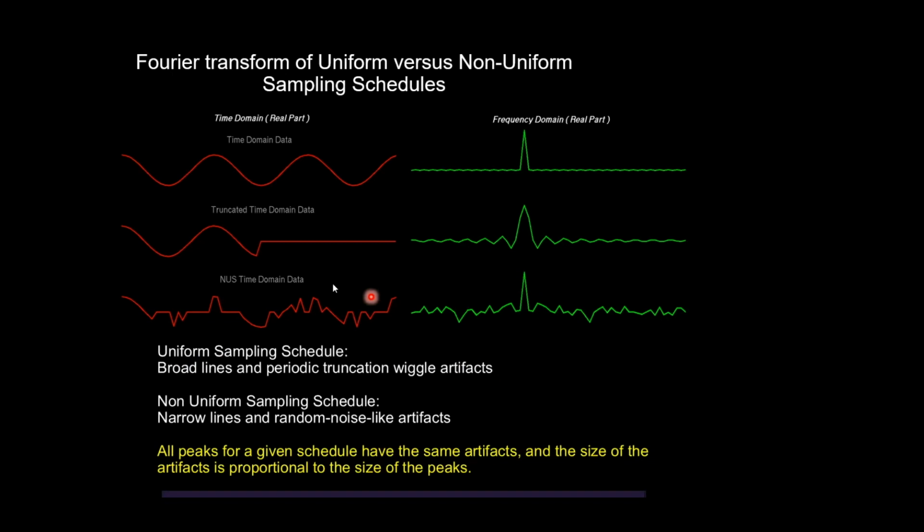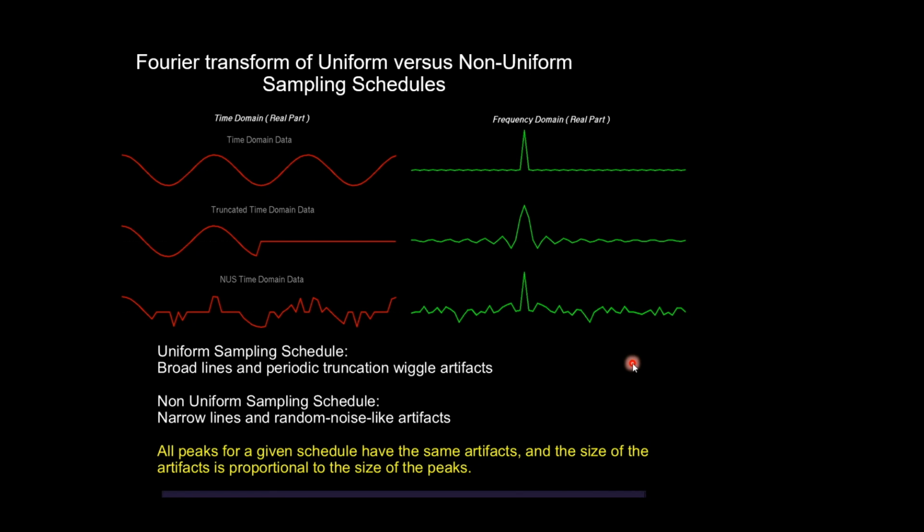Now, all of these are different sampling schedules. This is a conventional one. This is a non-uniformly sampled one. They all have different artifacts. So in this case, for a truncated schedule, these artifacts are regular truncation wiggles, and they are the same for all peaks. Big peaks have big truncation wiggles. Small peaks have exactly the same truncation wiggles, but they're proportionally smaller. Same thing for peaks in a non-uniformly sampled spectrum. Big peaks will have this particular pattern of artifact in the baseline. Smaller peaks will have that same pattern, just proportionally smaller.